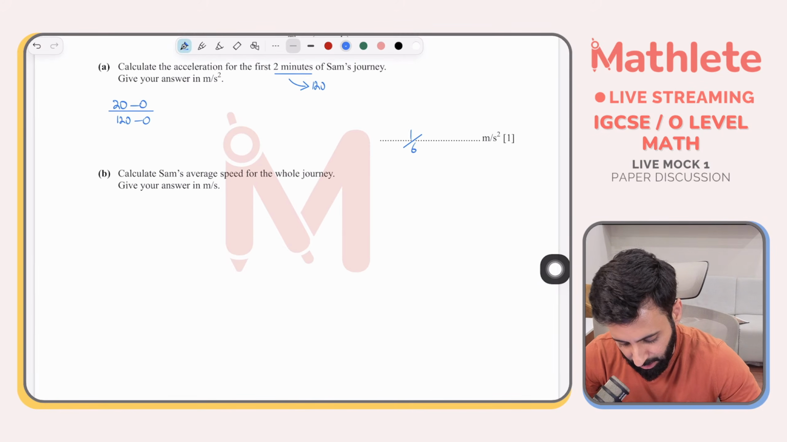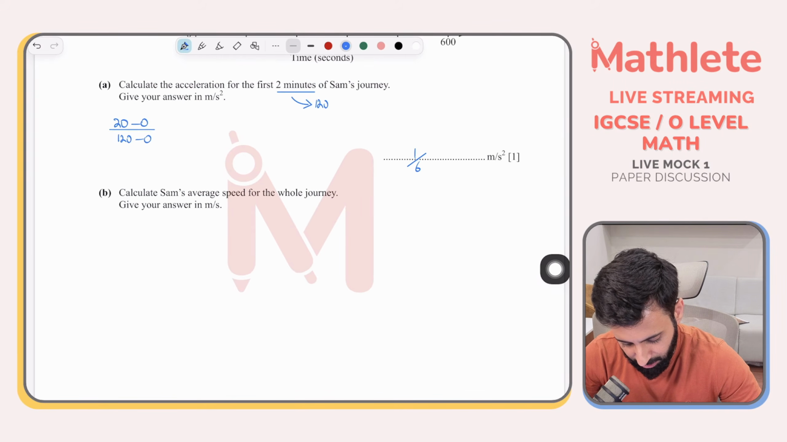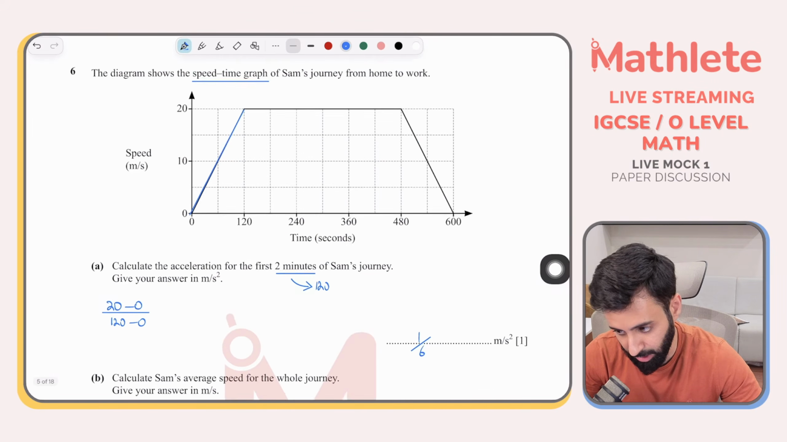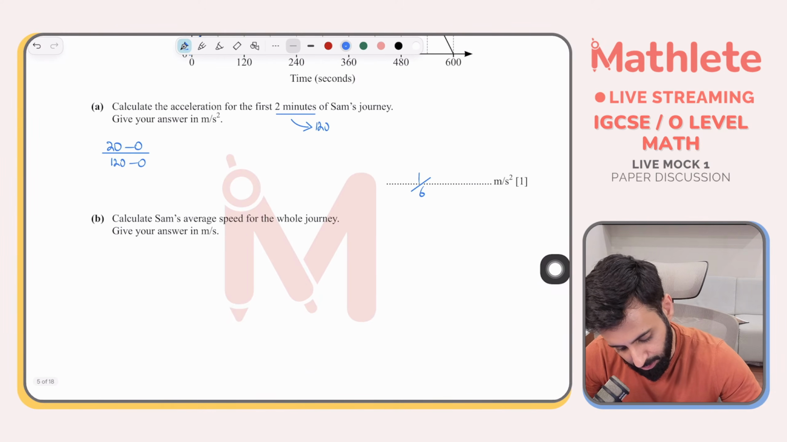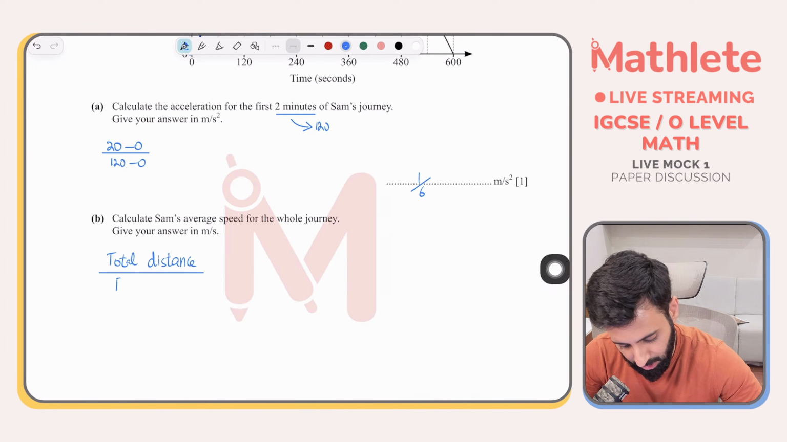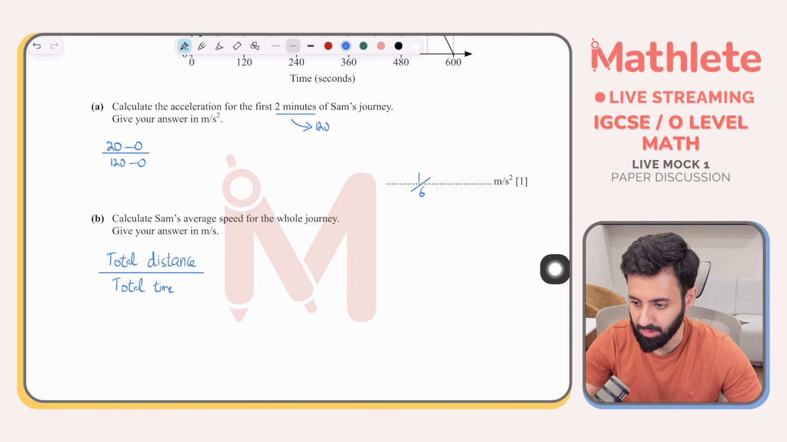Part B. Calculate Sam's average speed for the whole journey. Give the answer in meter per second. Average speed means what? Average speed means total distance upon total time. Now, how will I calculate the total distance?